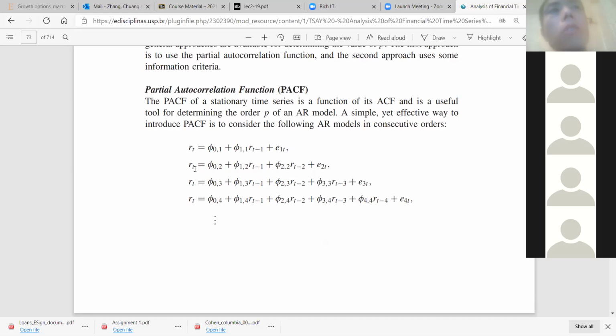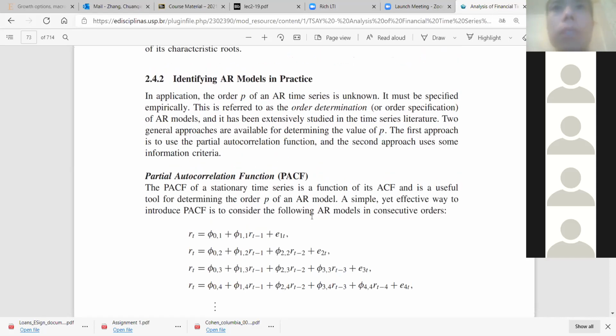The partial autocorrelation tries to measure the correlation between t and, say, t minus 2 after excluding the impacts of t minus 1, right? So partial autocorrelation measures the correlation between two different time periods after deducting the impacts of those intermediary time periods. That's the so-called partial autocorrelation. That simply means that the coefficients will capture the partial autocorrelations. Okay, so that's the definition of the partial autocorrelation coefficients.